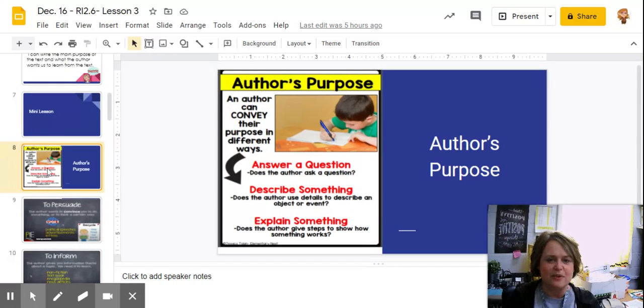Today, we have our poster, which talked about how the author can convey their purpose in different ways. They can answer a question, they can describe something, or they can explain something, give you the tips on how something works or the steps.